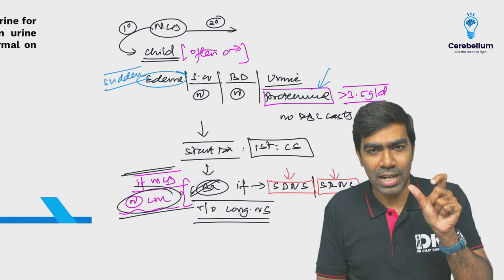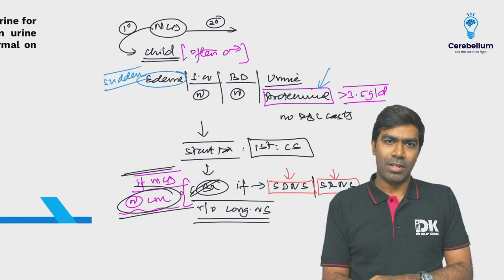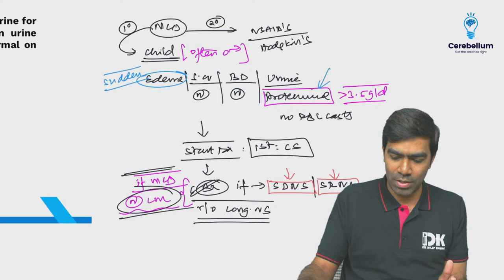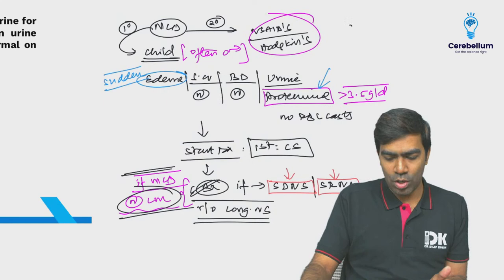That's why. So what about secondary causes of MCD? The most important are going to be two: NSAIDs and lymphoma, Hodgkin lymphoma. Any lymphoma can do that, but in childhood, you know that Hodgkin lymphoma is going to be the most important. So NSAIDs and Hodgkin lymphoma, these are the two important causes of minimal change disease. That's it. In case they ask you about steroid-dependent nephrotic syndrome, what are you going to do?